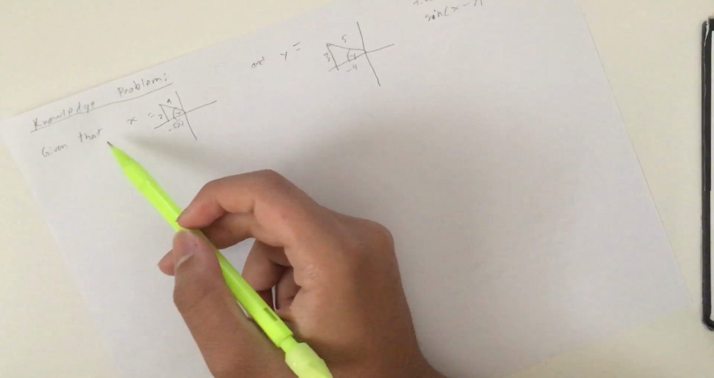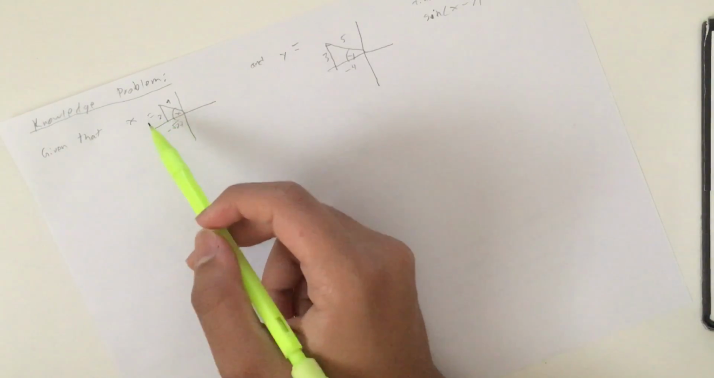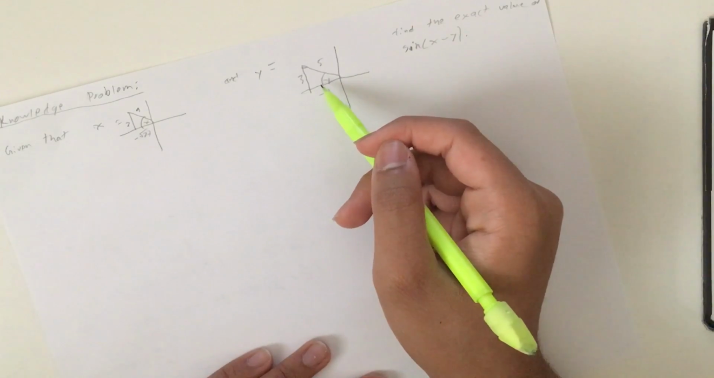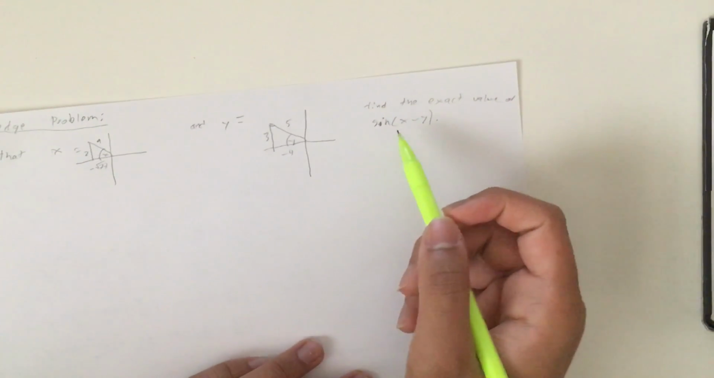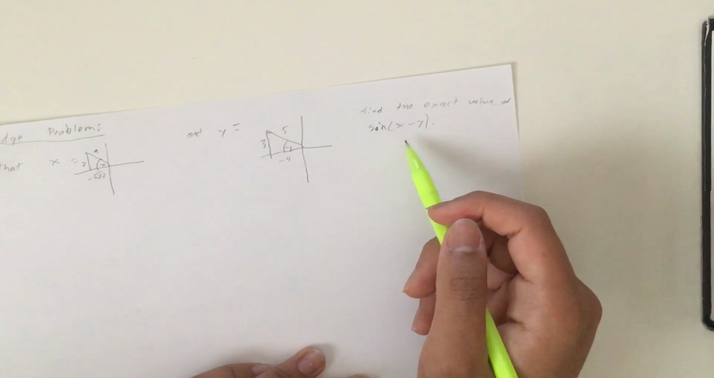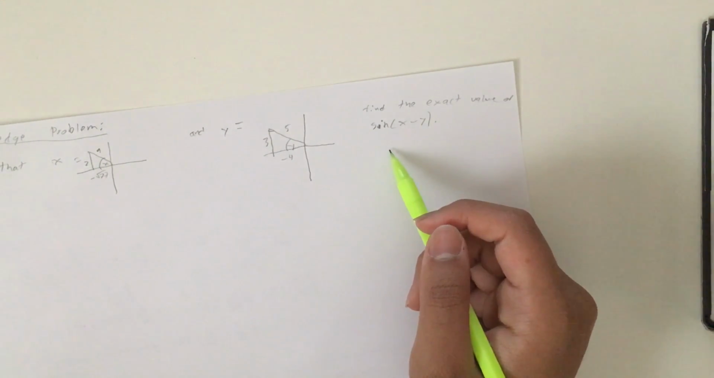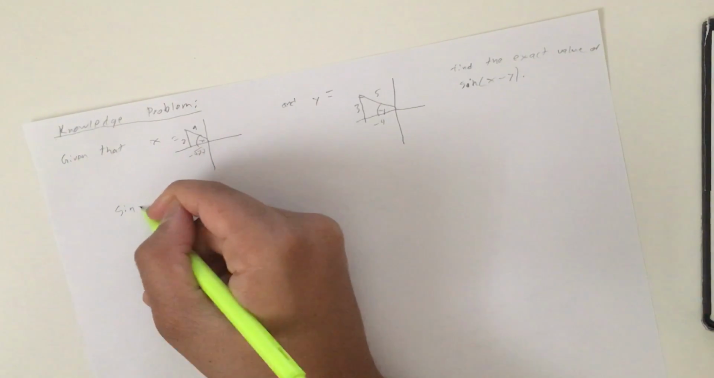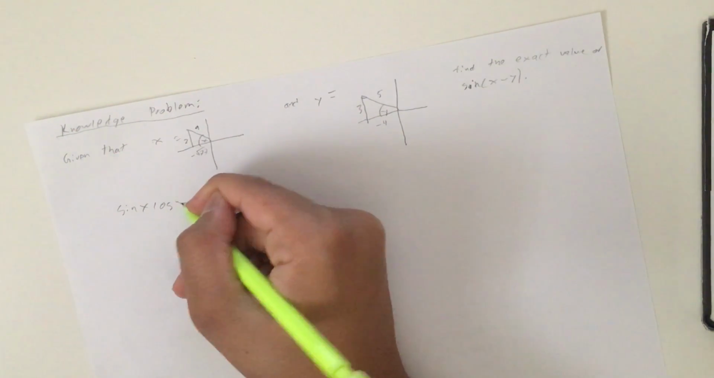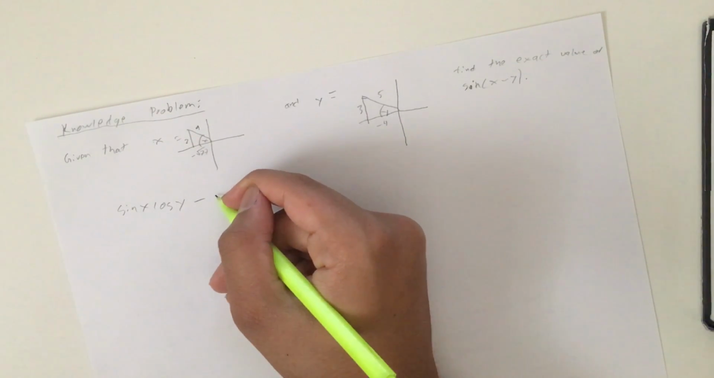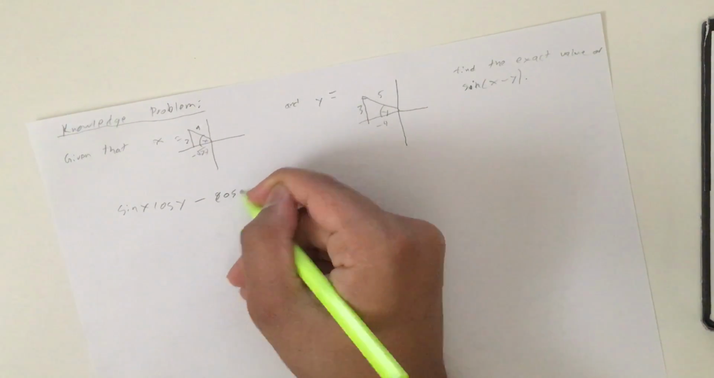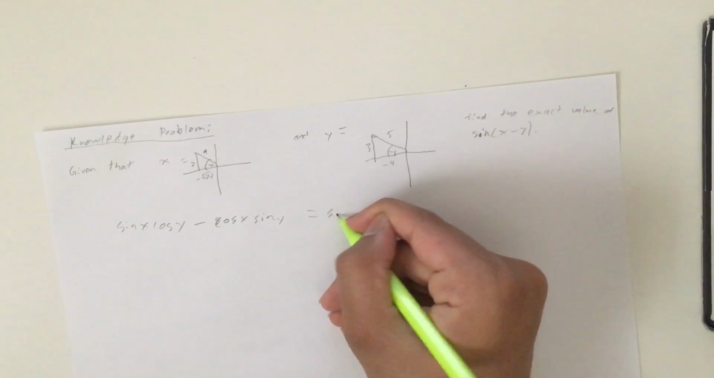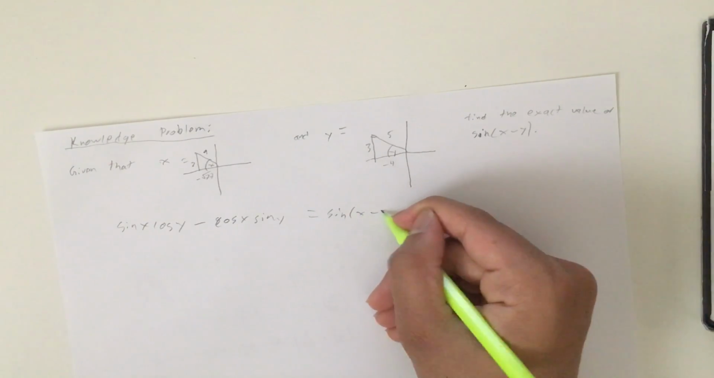So you're given that x equals this angle in the triangle in quadrant 2, and y equals this angle in this triangle, in quadrant 2 also. You have to find the exact value of sin(x minus y). So first, you write down the equation for sin. You know that sin x times cos y minus cos x times sin y equals sin(x minus y).